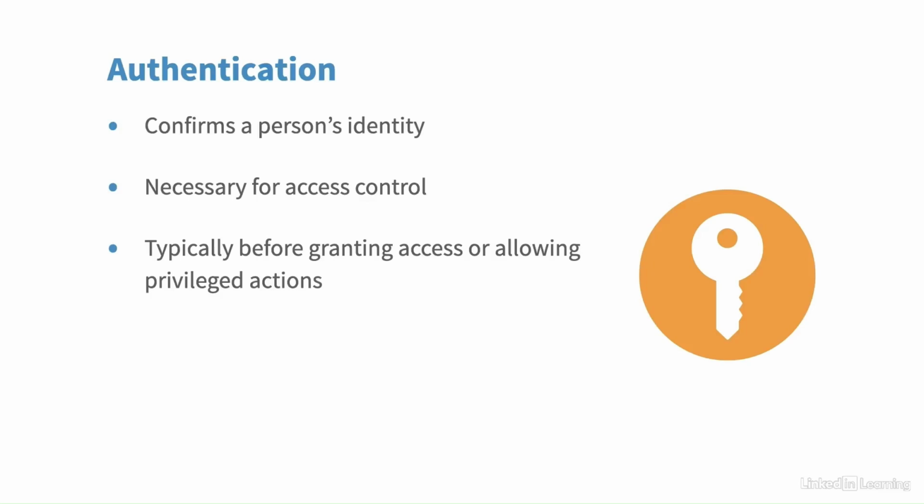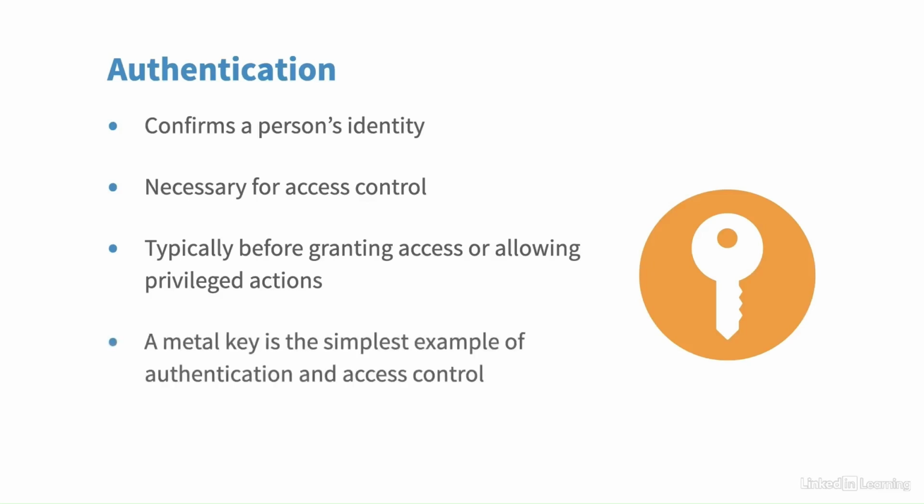Authentication and access control are used in technology, but they're also used in the real world. In fact, the key is one of the simplest forms of authentication and access control. Anyone who possesses the key to a lock is authorized to have access to whatever it secures. It might be access to a building, an elevator, a room, or a filing cabinet. If you have the key, access is permitted.